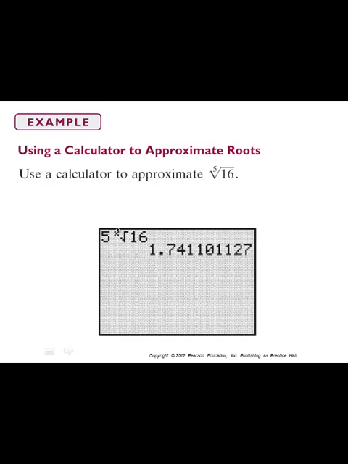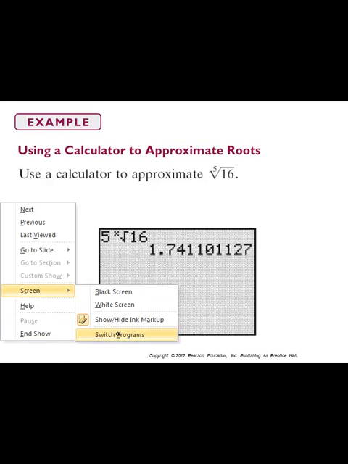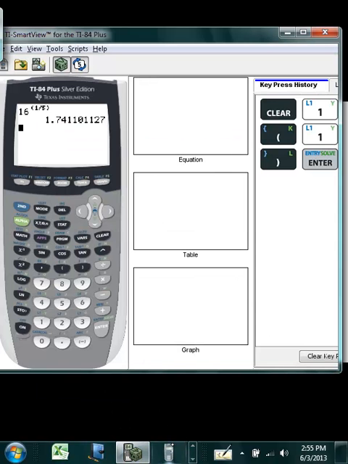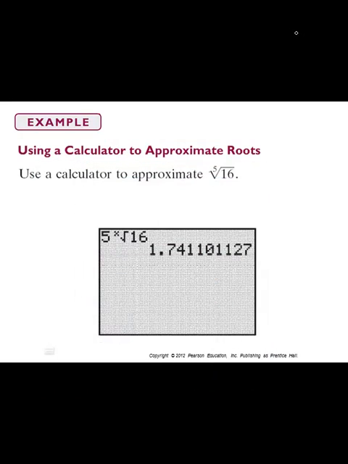Now, some calculators have this x root functionality, but not all. TI-83s and TI-84s have it. It depends on how new your calculator is. But like I said, a newer version of this calculator might have a key where you can access the x root. Otherwise, just use fractional powers to calculate your root.